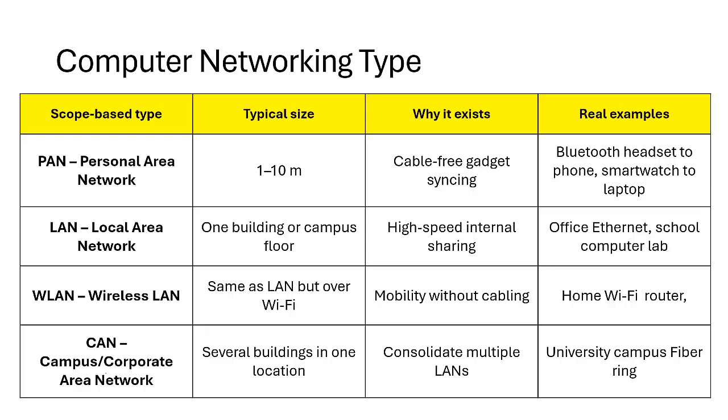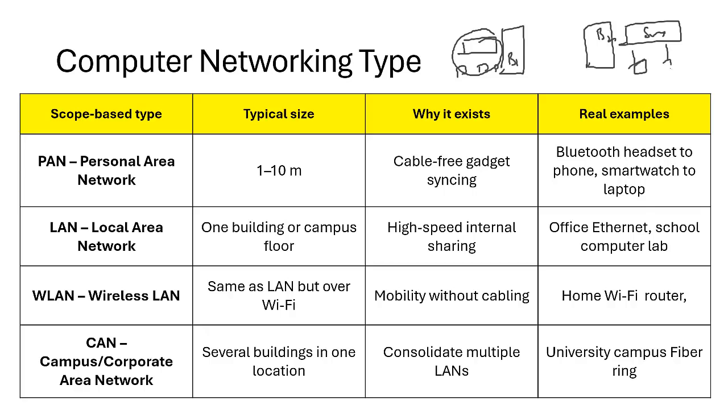Then another network we call a CAN, corporate area network. Let's say, for example, we have building 1 and building 2. They already each have one LAN, and all systems communicate within it. We have a dedicated LAN and all systems communicate with it.